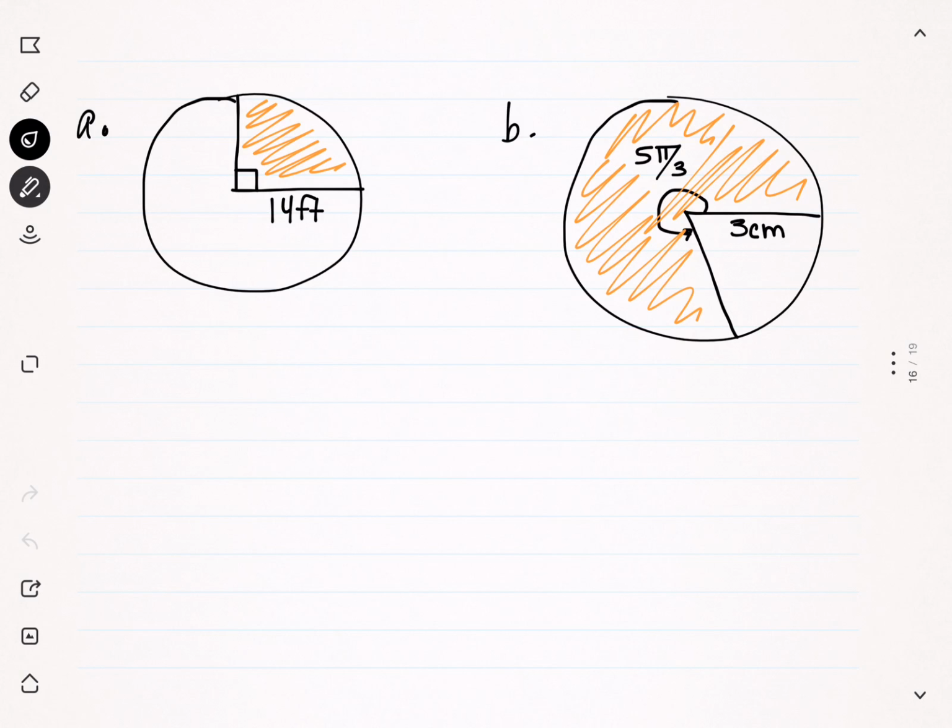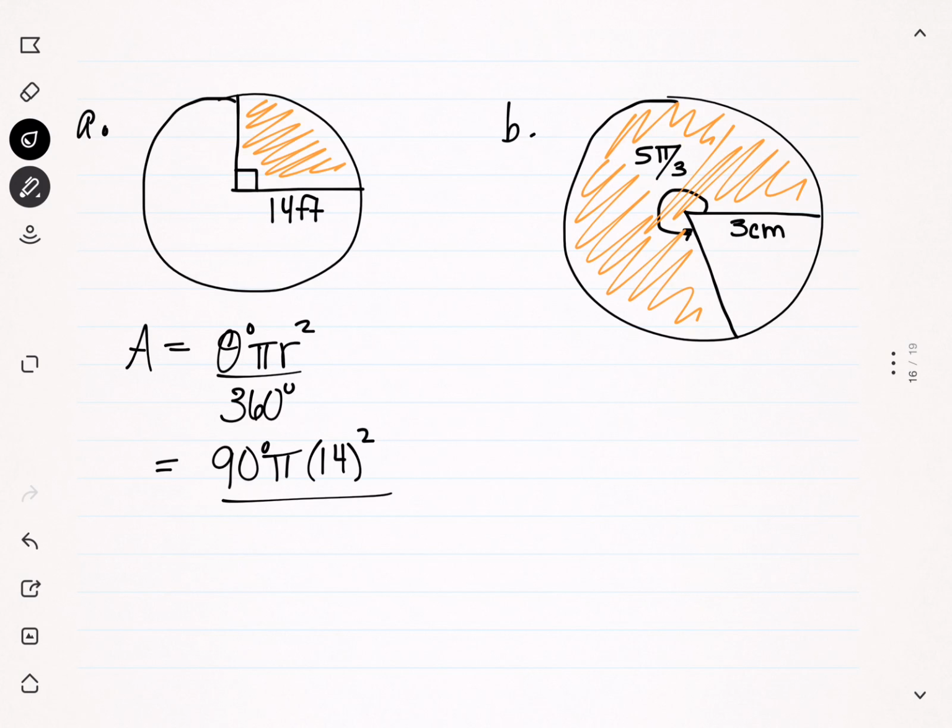We have a circle that has a radius of 14 feet, and the angle measure looks like it's a 90-degree angle there. You see that perpendicular symbol. If I wanted to find the area, I'm going to use my formula theta degrees times pi times r squared divided by 360 degrees, plugging everything in: 90 degrees times pi times 14 squared, and then divide that by 360 degrees. With the order of operations, you need to do the 14 squared first, then multiply by the pi and the 90, and then divide that by 360. You're going to get a final answer of 153.94, and our units are going to be feet squared since we're talking about area.